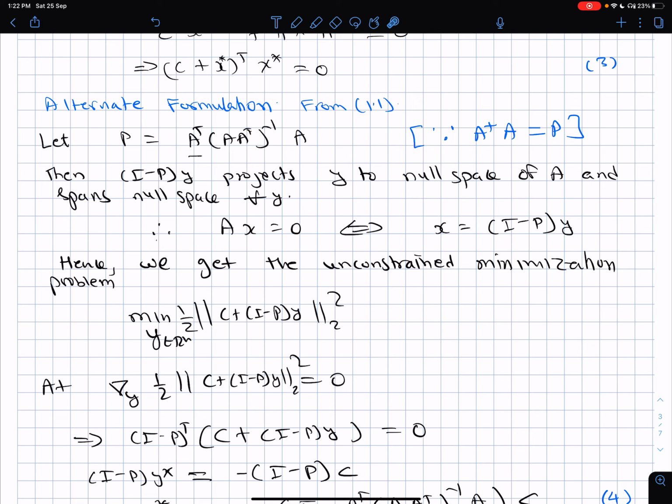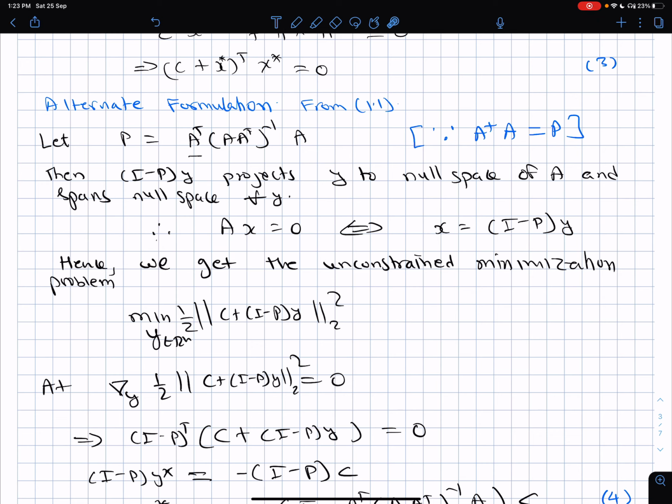So this is equivalent to saying that x can be written as I minus P times an n-dimensional vector y, because A is an m cross n matrix and P in this case is an n cross n matrix. So y has to be an n cross 1 vector. This is an n cross n projection matrix, and x becomes an n cross 1 vector.